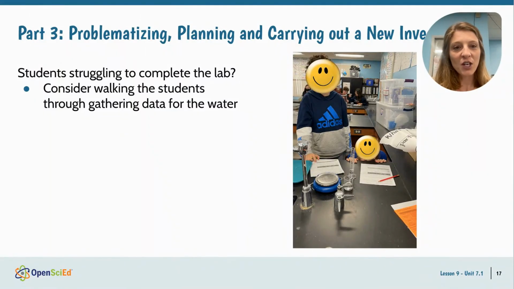One more final suggestion in part 3 is, are your students struggling to complete this lab? There's a lot of data to be collected. Something I've done in the past to help my students is I'll walk my students through gathering the data about the water, because all students are going to gather data about the water, and then I'll have them try the glycerin and the rubbing alcohol on their own.